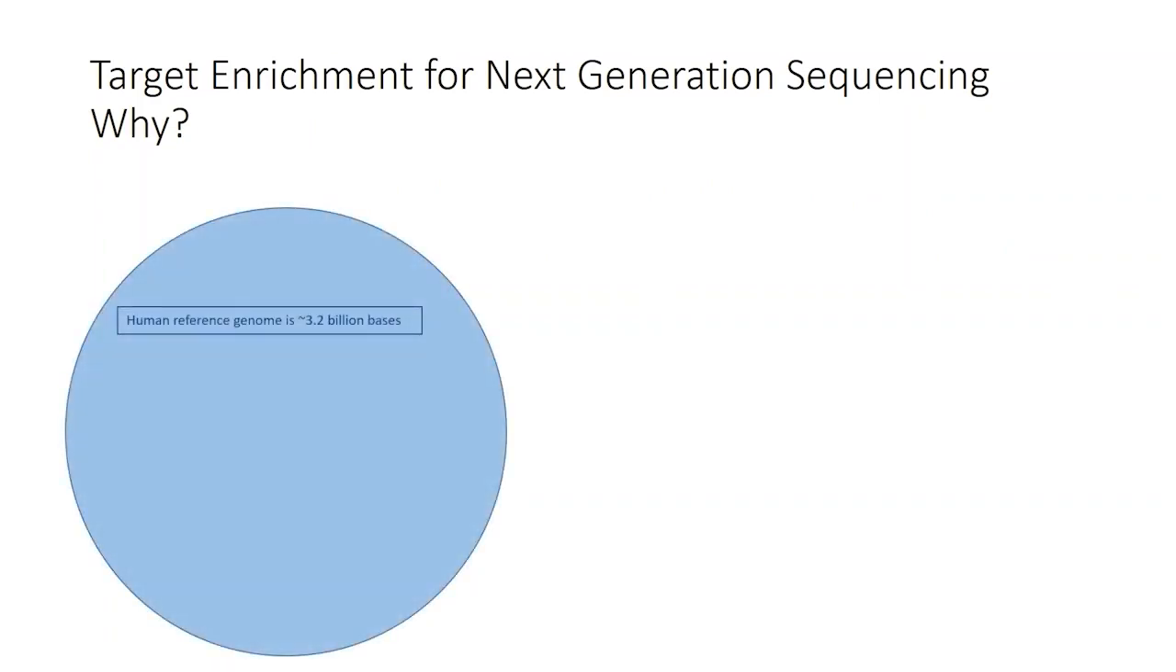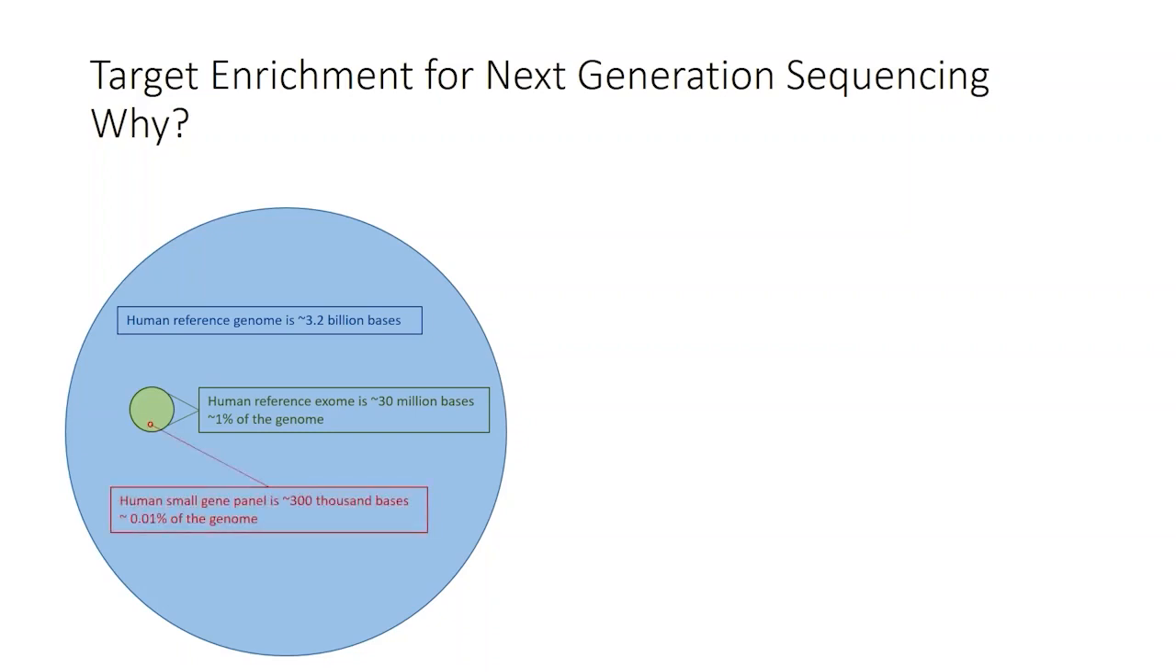Here I'm showing you a representation of the human reference genome. This is about 3.2 billion bases. The human reference exome is about 30 million bases, or about 1% of the genome. So these are the coding regions of the human genome. And then an example of a small human gene panel of around 300,000 bases, or around 0.01% of the entire genome.